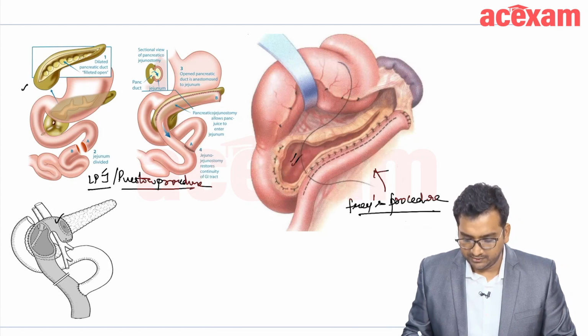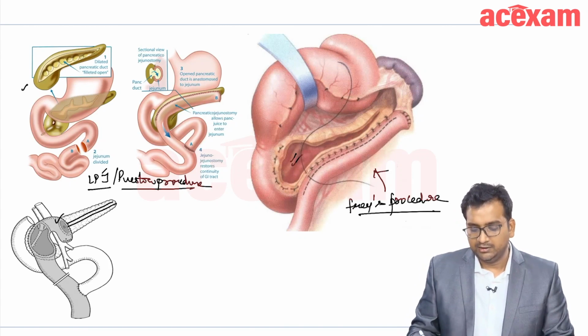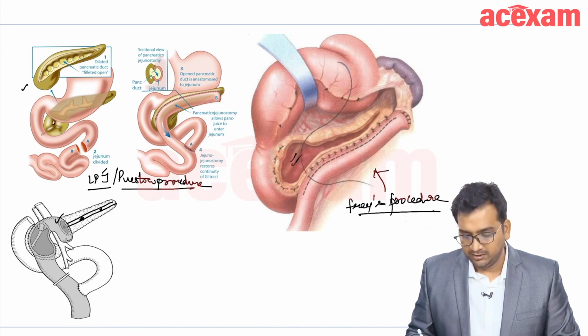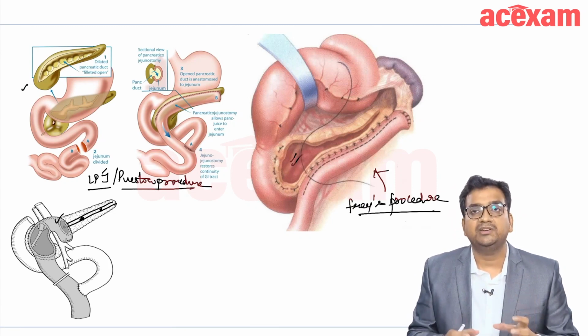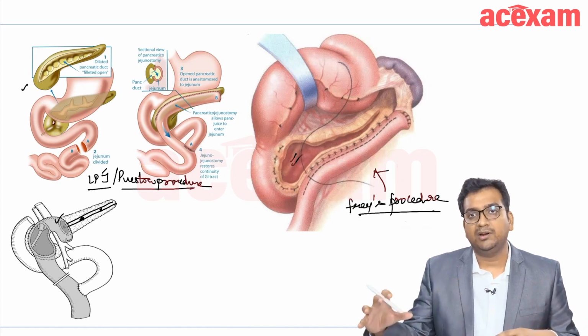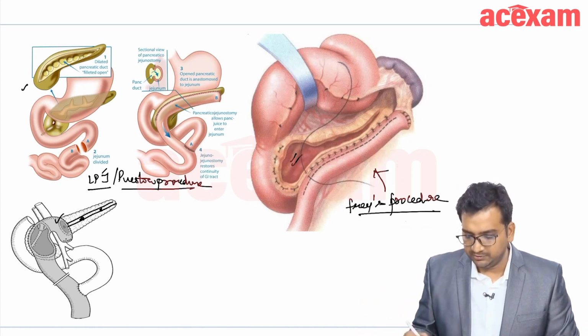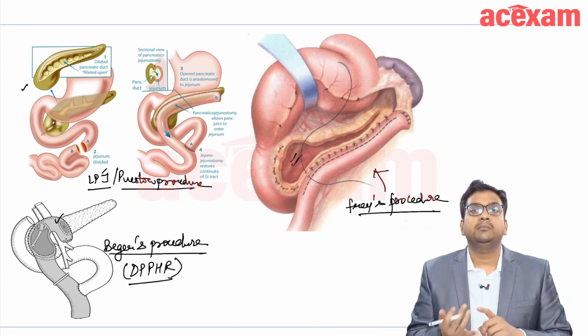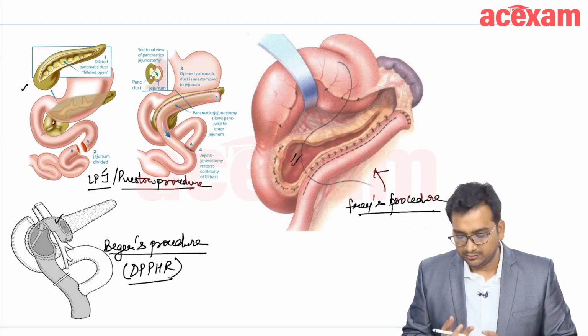But the problem here is that the remaining pancreatic duct should be normal. Otherwise, if the duct is strictured here also, or if there is a stone here, then this procedure is not going to work. So in patients with a head mass and a normal rest of the pancreas and normal pancreatic duct, we can do this procedure, and the procedure is named Beger's procedure. What we are doing here is DPPHR, I have written the full form above: duodenum preserving pancreatic head resection. Okay, so this is regarding chronic pancreatitis.